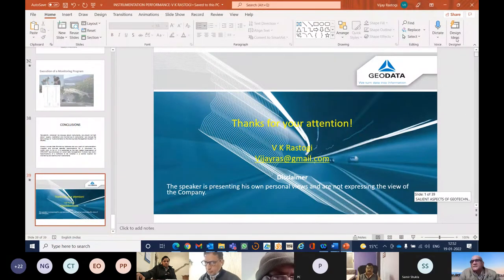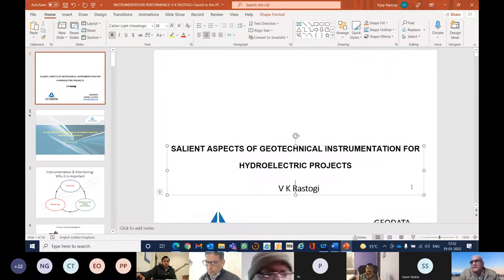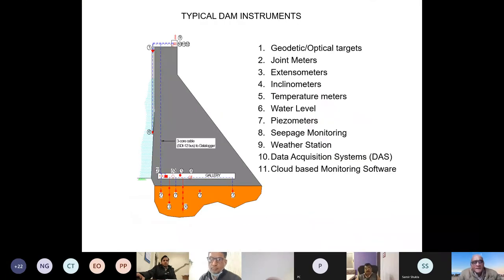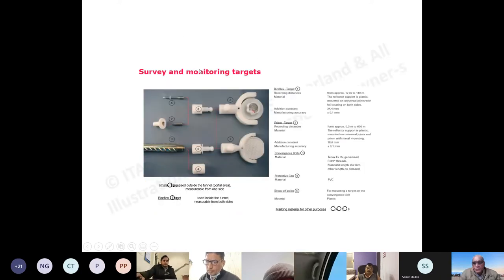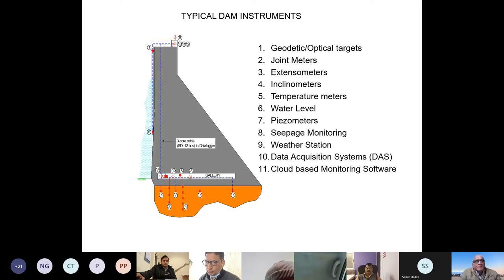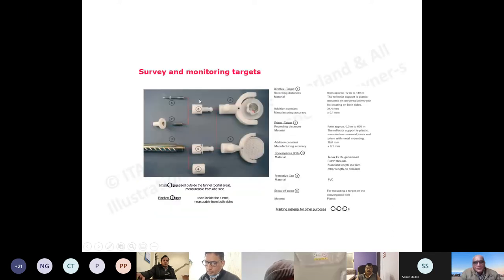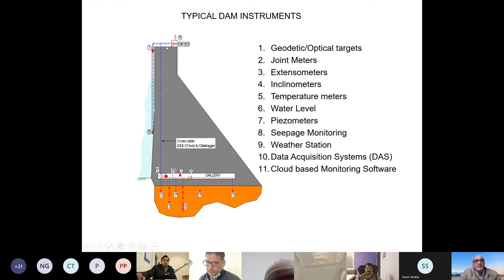I will give you an example. The first slide which I presented here, I'll just show you, please. One second. See, here, typical dam instrument. We have tried to simplify. Earlier we used to use plumb lines, and plumb lines were difficult to maintain. So instead of that, with a modern instrument, there's an optical target here, and we monitor by the surveying method. Then we can know the tilt of the dam by surveying. An optical target can be very easily replaced from the top. There is no problem.